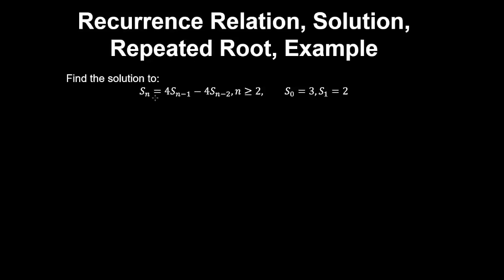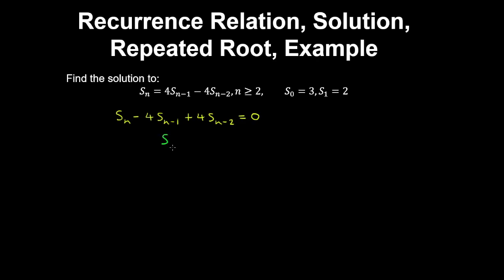Let's find the solution to the following second order recurrence relation. And again, we start off by writing this in standard linear form. So we have S_n minus 4 S_{n-1} plus 4 S_{n-2} is equal to 0.